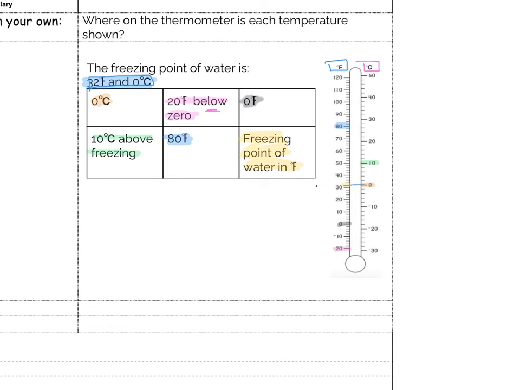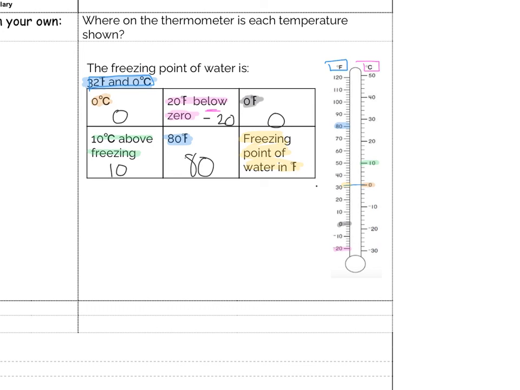So I'm just going to write in those values. So 0 degrees Celsius, that's 0. 20 degrees Fahrenheit below 0, negative 20. 0 degrees Fahrenheit, 0. 10 degrees above Celsius is 10. 80 degrees Fahrenheit, because remember we don't do positive 10, we just leave it as 10. So with this 80, we're just going to leave it right at 80. We're not going to say positive 80. It's just 80.